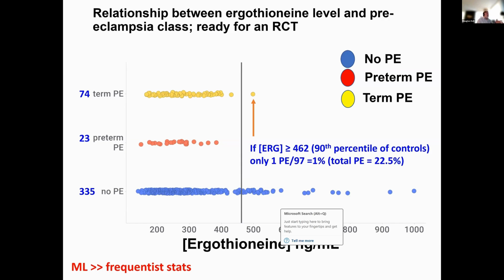ergothioneine level is above that point, which is the 90th percentile, chosen purposely, it's not arbitrary. I mean, that is a common way of choosing for these kinds of analyses. The odds ratio is massively in the favor of not getting preeclampsia. So bottom line, frequentist stats showed there was no difference. Machine learning shows there's a big difference, provided that you're above a certain level. Obviously, this is at least highly suggestive that ergothioneine would be protective if it was given, as opposed to just randomly measured in the populations of interest.